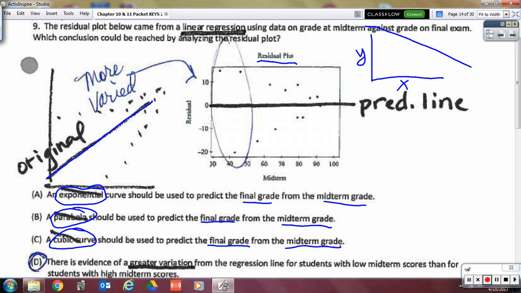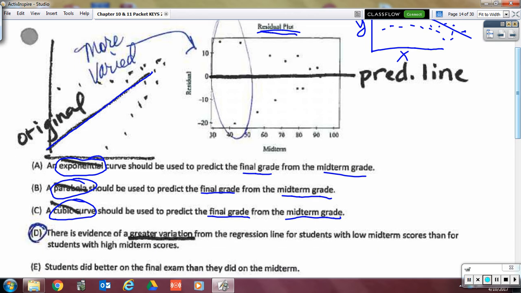You don't know that, and then you've got your data around it. Okay? These are just in simplistic form. You cannot definitively say what the original looks like just from the residual plot. All right, so A, B, and C are out.